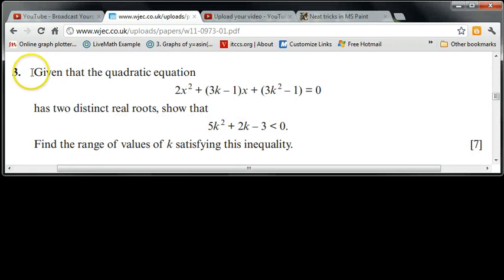Right, let's have a look at the third question, number 3. Given that the quadratic equation 2x squared plus (3k minus 1)x plus (3k squared minus 1) equals 0 has two distinct real roots, show that this inequality holds: 5k squared plus 2k minus 3 is less than 0. And find the range of values of k satisfying this inequality.